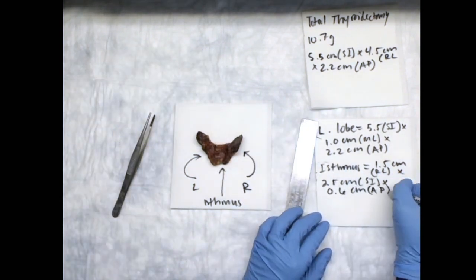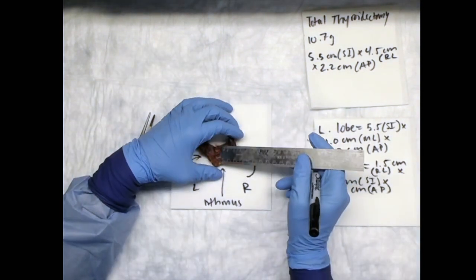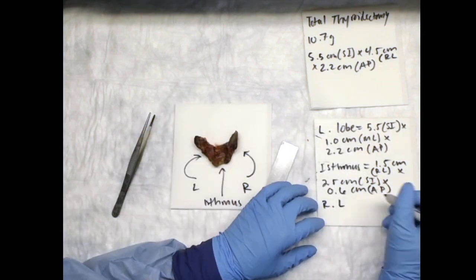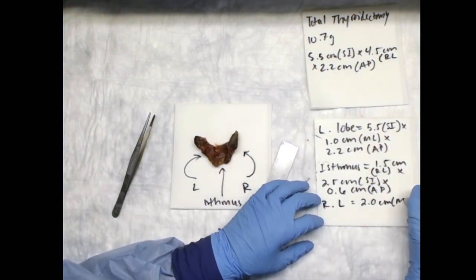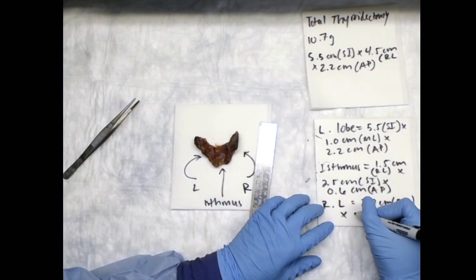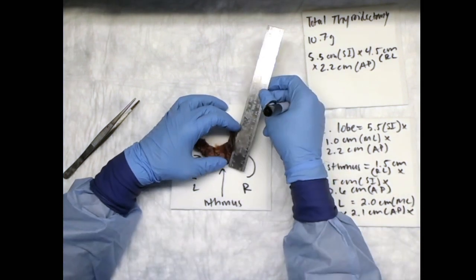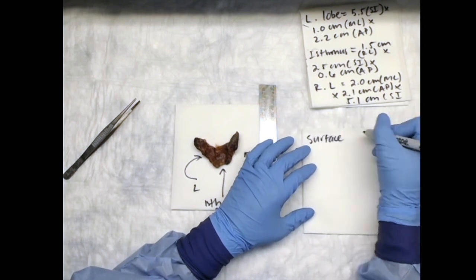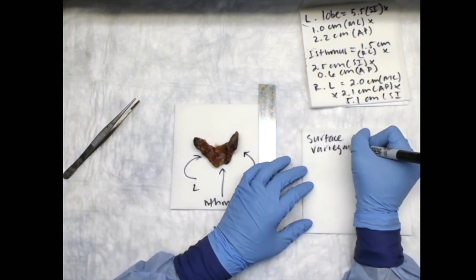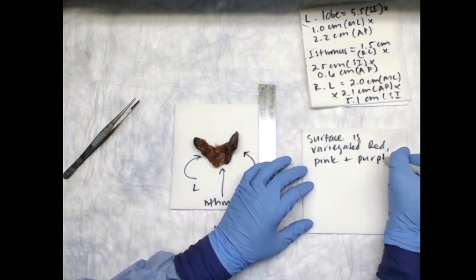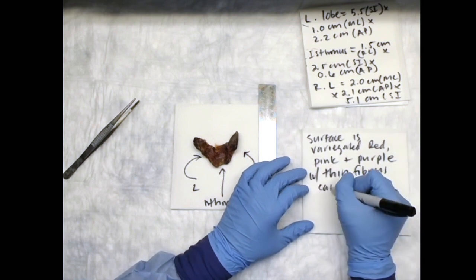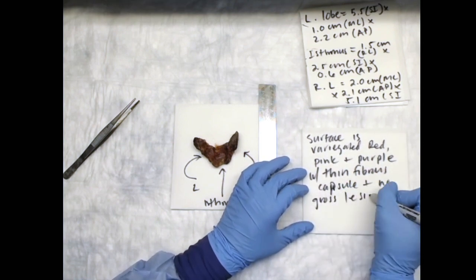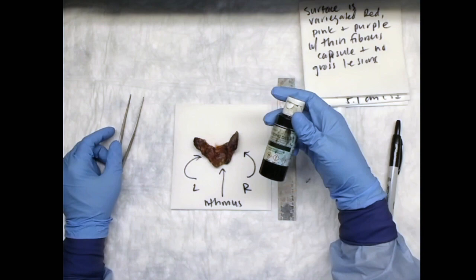Any potential parathyroid glands identified should be noted and submitted for microscopic examination. On occasion, lymph nodes may also be attached to the external surface, and these should be noted and submitted as possible lymph nodes. In this case, the external surface is variegated red, pink, and purple, with a thin fibrous capsule that shows no adherent structures.